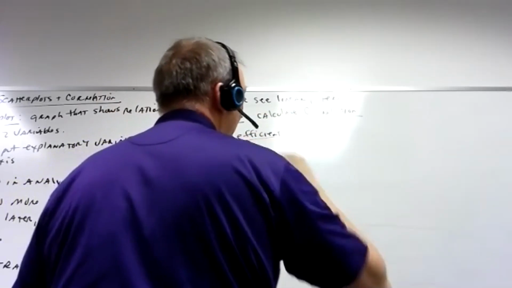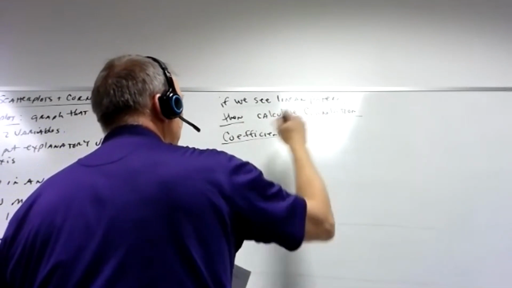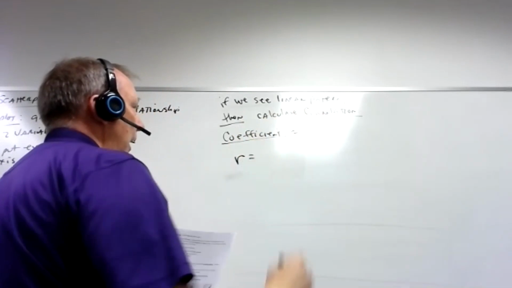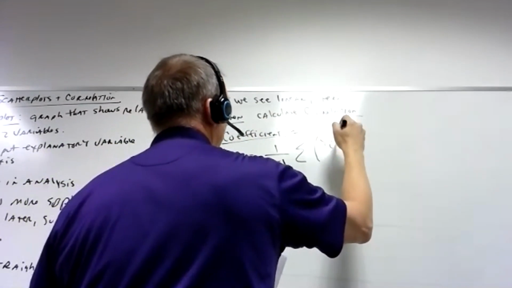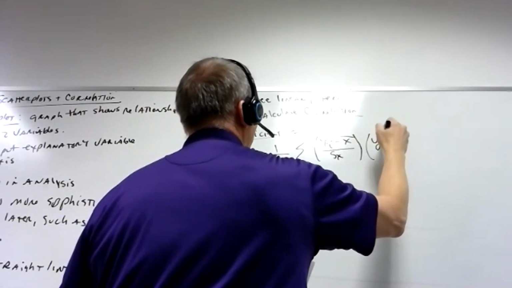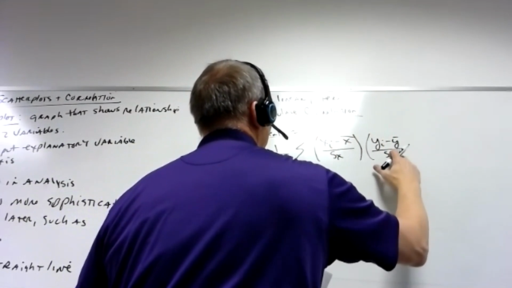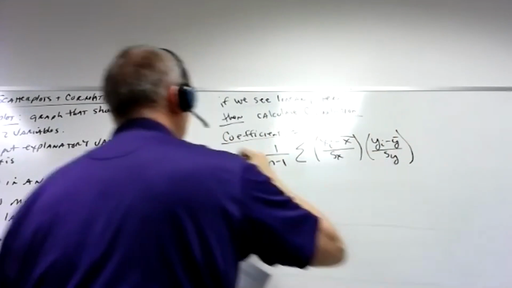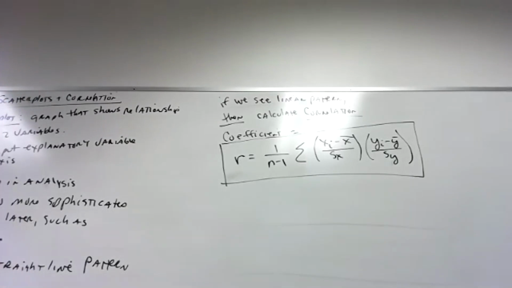Okay, I'm going to go ahead and give you that equation now. The correlation coefficient is the letter R, and it's 1 over n minus 1 times the sum of (xi minus x bar over s sub x) times (yi minus y bar over s sub y). Okay? So that's the formula for the correlation coefficient. But remember, you shouldn't do that until you've at least looked at a scatter plot first.